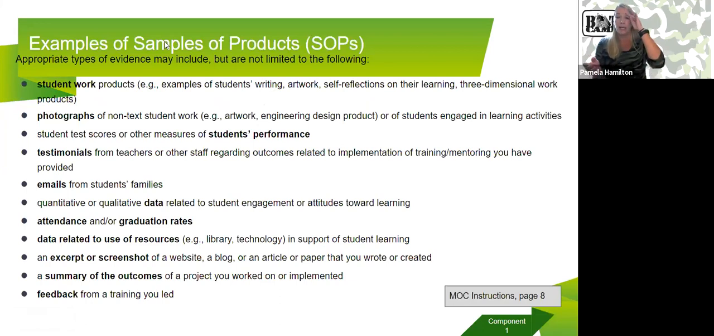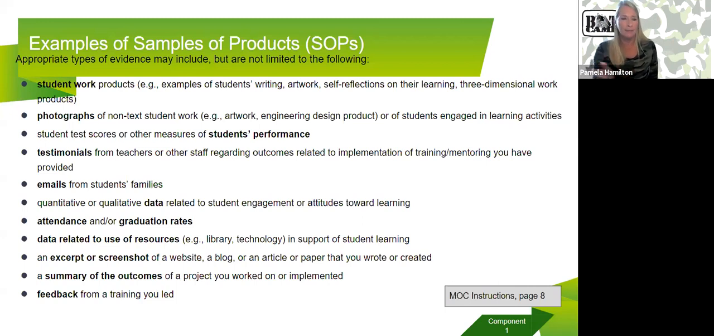Okay, now once you decide on your area of growth, you've got to provide that evidence to the judge, right? Your sample of products. So some things that you might want to use is student work. Student work is an excellent way to give the evidence for what you talked about in your paper. Photographs of students, test scores, testimonials. Now, any testimonials that you get from teachers or other staff, make sure they're talking specifically about what you addressed in your PGE. So it's not going to be like a letter of support for you in general.